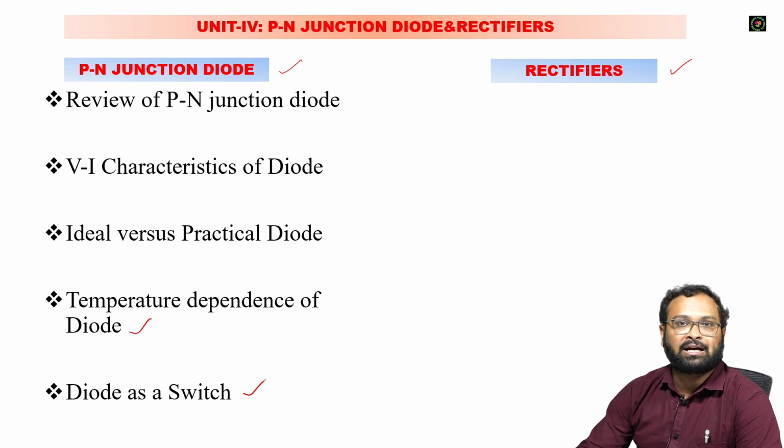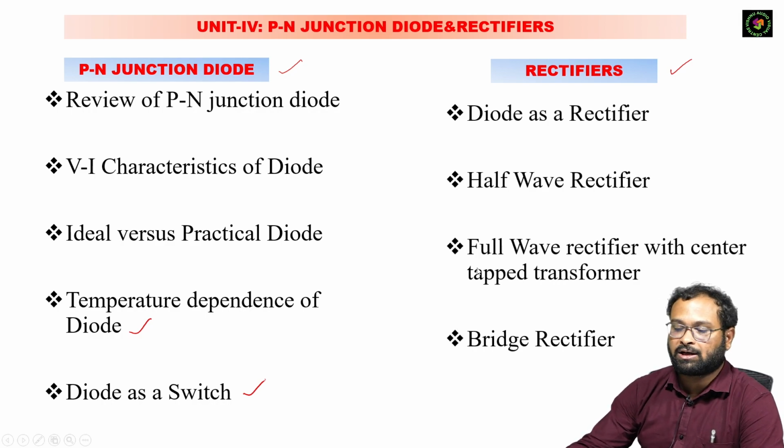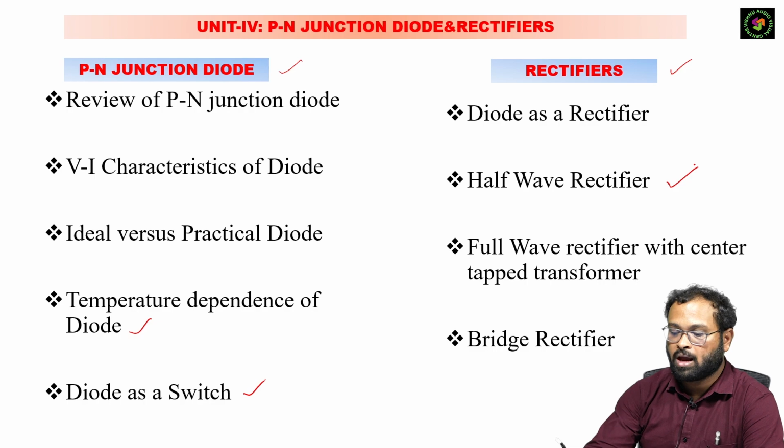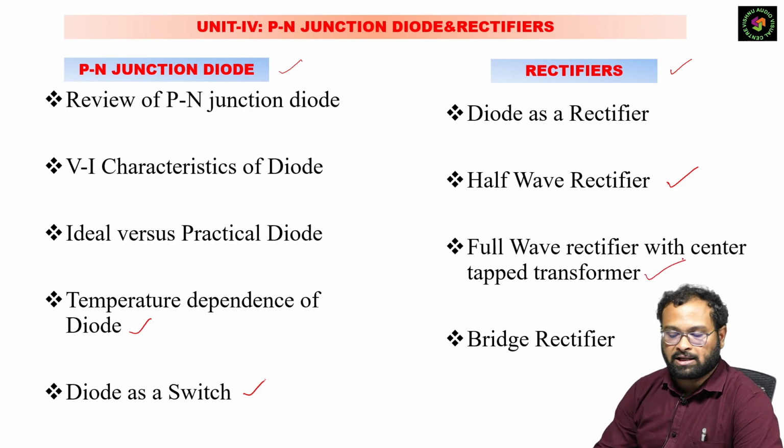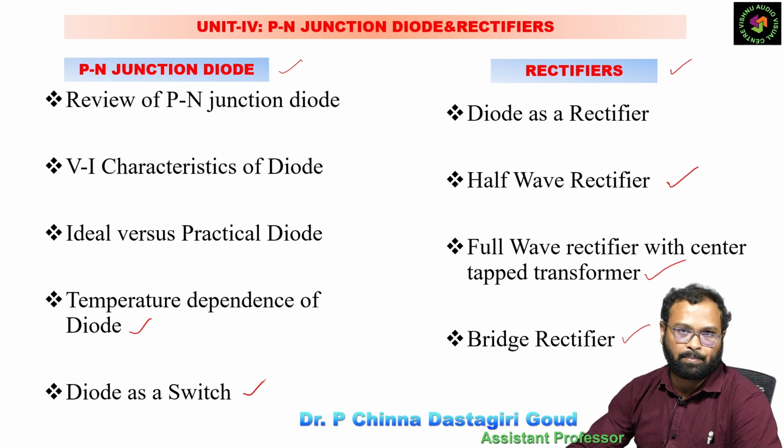And then, the main application of the PN junction diode is rectification. In rectification, we will see the diode as a rectifier, how it acts in a half wave rectifier, the full wave rectifier with center tap transformer, and the bridge rectifier. So we will see the PN junction diode and its applications.